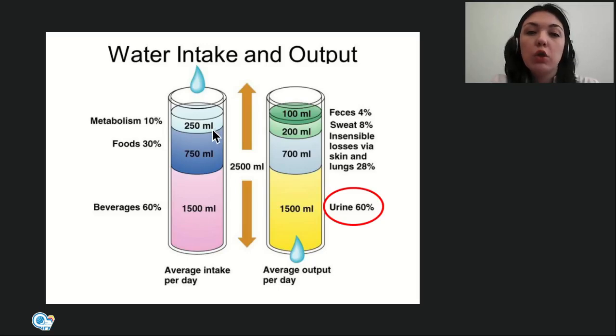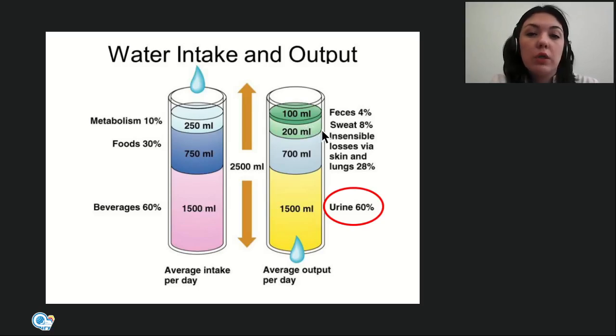It causes formation of endogenous water, and it is about 250 milliliters per day. And the same amount of liquid we should remove from our body, and 100 milliliters is daily evacuated with feces, and 200 milliliters is sweat.